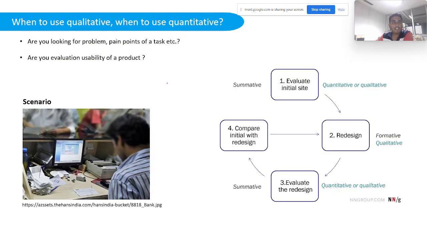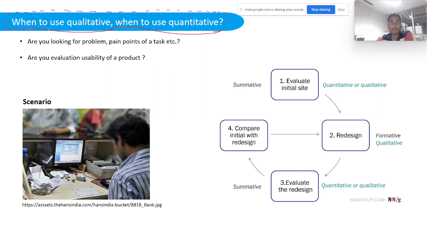Now the question comes, when to use qualitative and when to use quantitative. So we already discussed this, like when we are looking for qualitative and quantitative data, then we use this thing. But not every time it is possible for the designer to know in advance that the data that will be generated will be qualitative in nature.